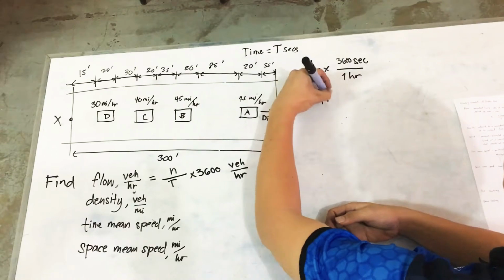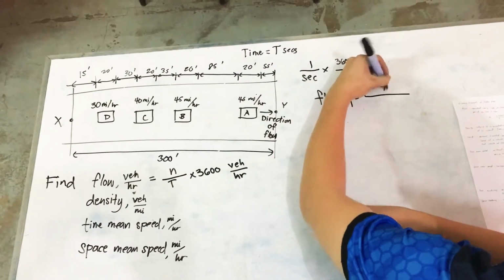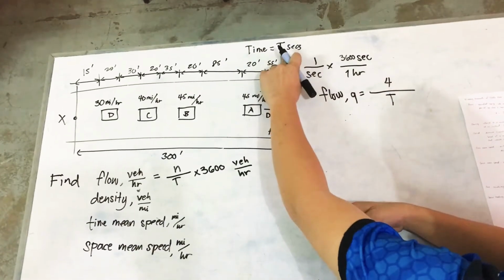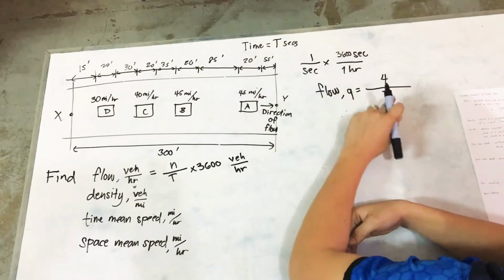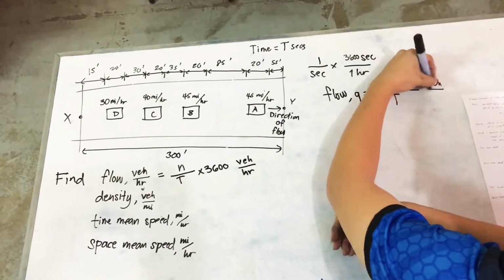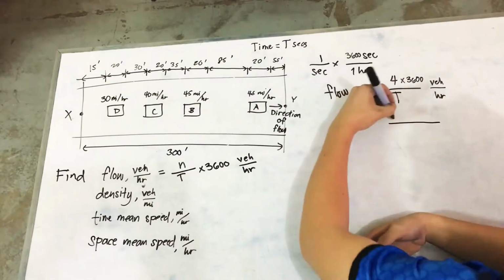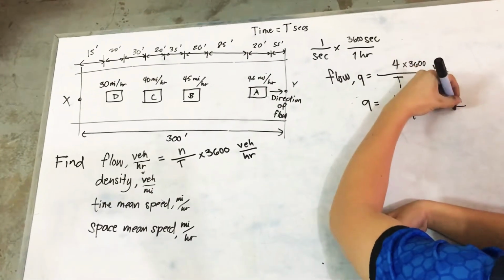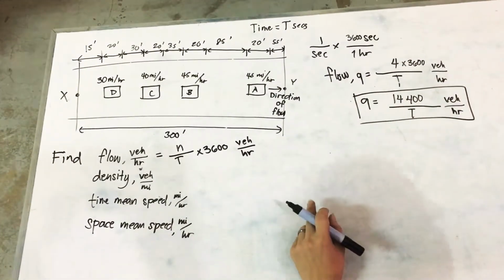So therefore, the flow in this problem, or Q, is equal to N, 4, count them, 1, 2, 3, 4, over T seconds. T is already given, so we don't need to ask why this is T, okay? Times 3,600 vehicles per hour. And therefore, Q is equal to 14,400 over T vehicles per hour, okay? So we have Q. Now, what is density?